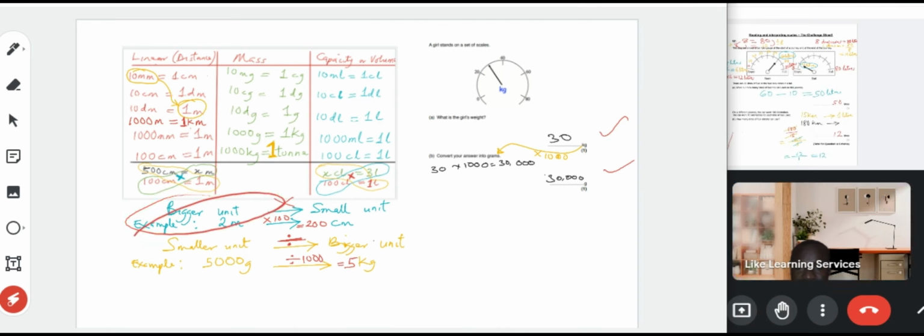And bigger units to smaller units, you multiply. For example, meter to centimeter, you multiply by the conversion rate 100. And smaller units to bigger units, you divide by the conversion rate. For instance, 5,000 grams to kilograms, you divide by 1000.